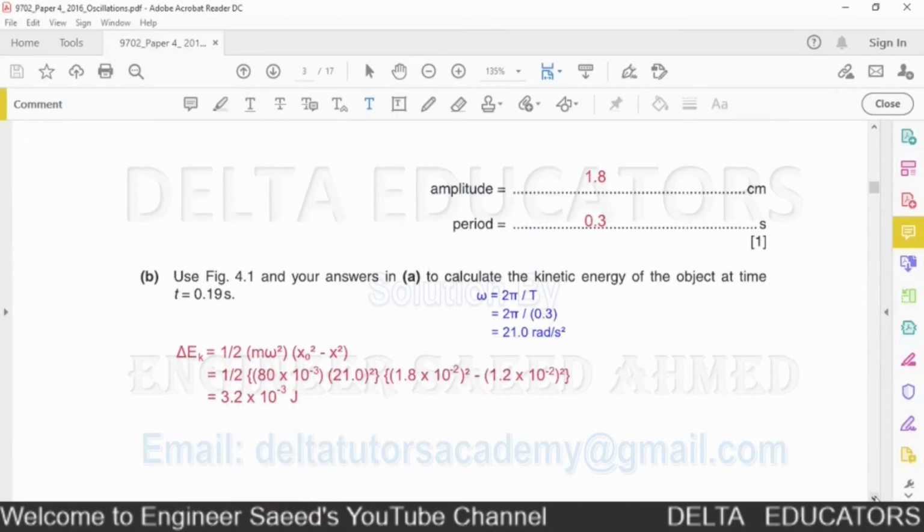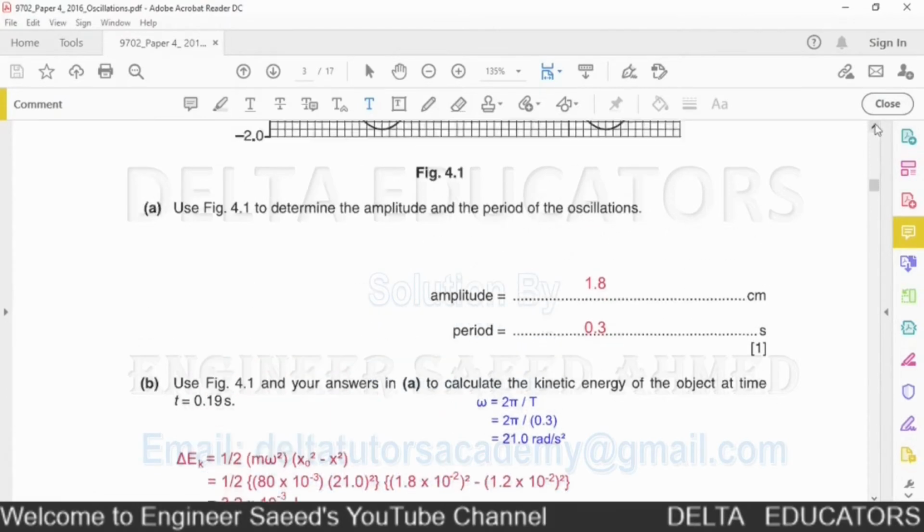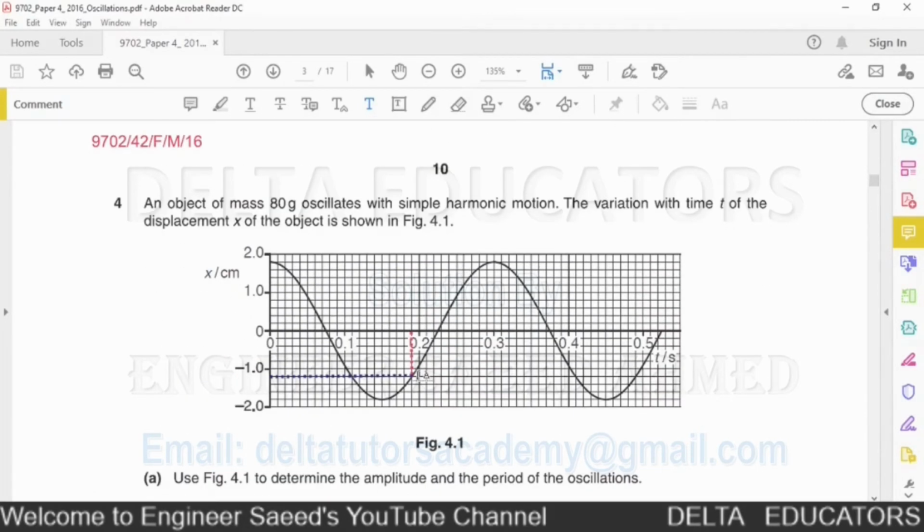Next part B, use figure 4.1 and your answer in A to calculate the kinetic energy of the object at time t is equal to 0.19 second. At time t is equal to 0.19 second means at this point we have to find out the energy in the wave. It is 0.1, it is 0.2 second. In between 0.1 and 0.2 we have 10 small squares. So one small square will represent 0.01. So this point will be 0.19. At 0.19 second we have to find out the energy in the wave.